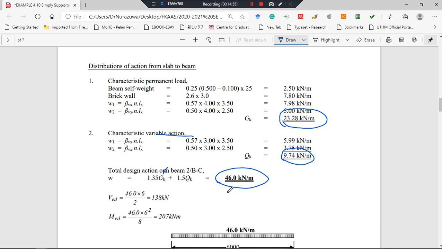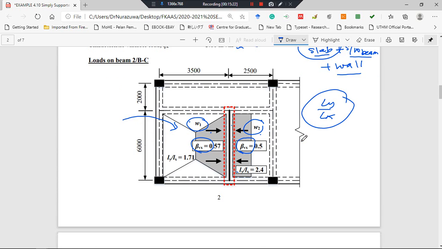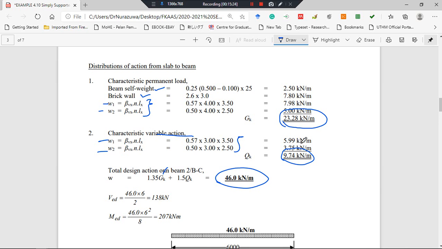This GK is a combination of the beam self-weight, the brick wall, and also the loading from slab number 1 and slab number 2. And the variable action QK is from slab number 1 and slab number 2. So this is slab 1 and this is slab 2, loading from slab 1 and slab 2.